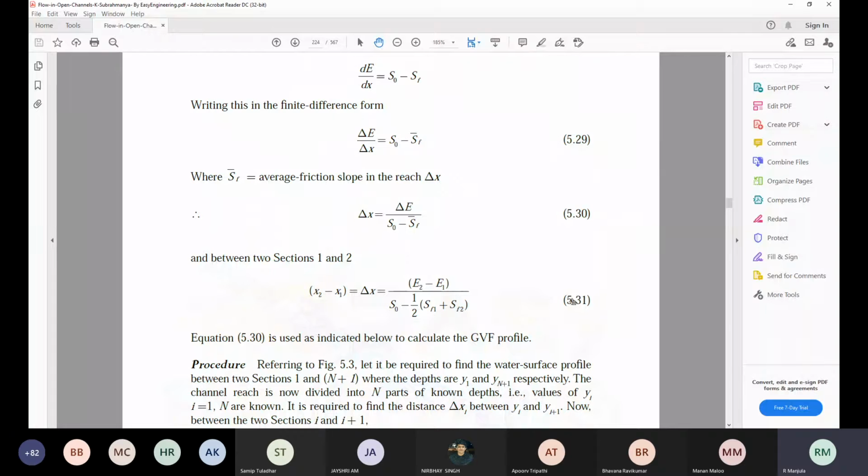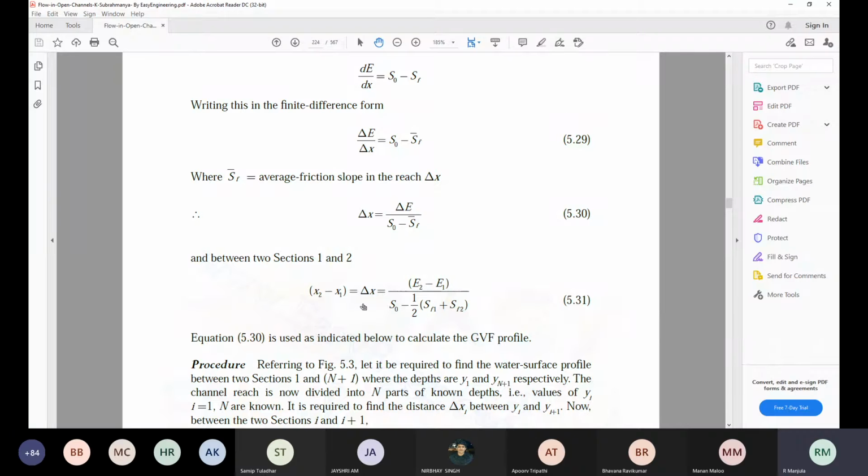If you are considering two sections 1 and 2, with reference to some line, section 1 is at x1 distance and section 2 is at x2 distance. So x2 minus x1 will be the delta X, that is the length of the reach. That is equivalent to E2, the specific energy at section 2, minus E1 at section 1, divided by S0 minus 1 by 2 into S of 1 plus S of 2, because the bed slope remains the same but the friction slope is changing.